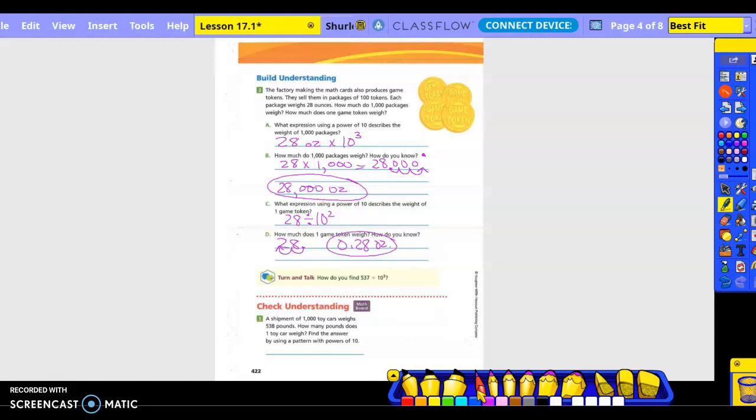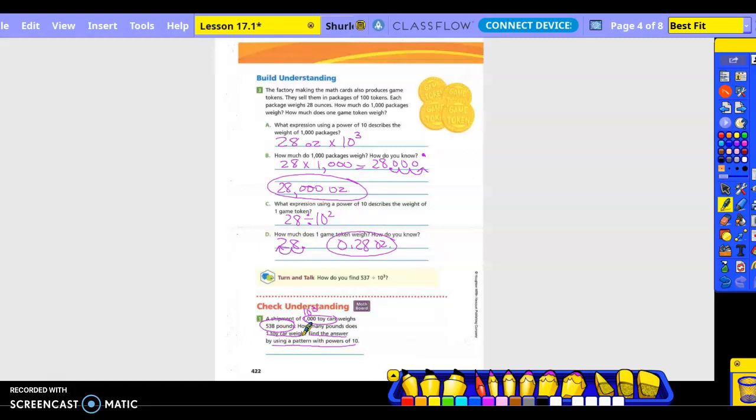Check understanding. Number 1. A shipment of 1,000 toy cars weighs 538 pounds. How many pounds does one toy car weigh? Okay, they want us to find the answer by using powers of 10. So this would be 10 to the what power? 10 to the third power. So this is what one box weighs, okay? And then there's 1,000 toy cars in it, and they want to know the weight of one car.